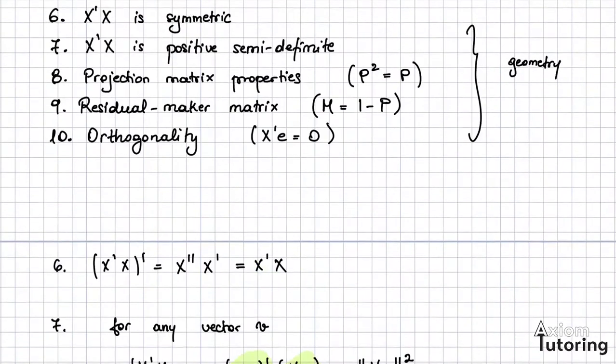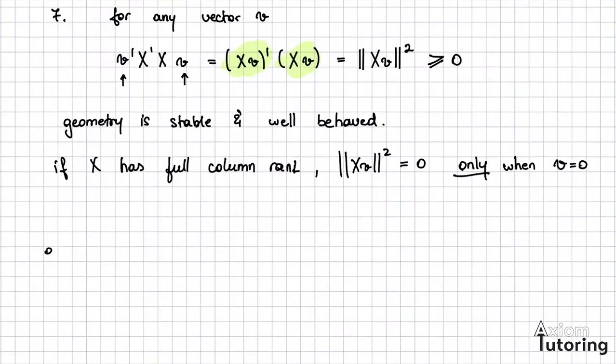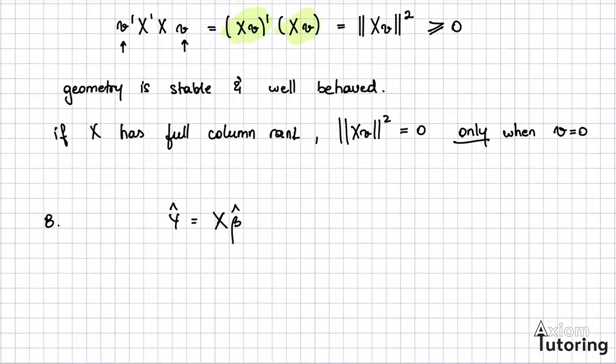Moving on to the eighth trick, the projection matrix properties. This is very important; let's call it the superstar matrix of the OLS. If we start from what we already know in terms of the fitted values, we know that the fitted values are equal to x times beta hat, the moment that we have estimated it, and by substituting the actual formula of the beta hat in here, we get that y hat is equal to x times (x prime x) to the minus 1, times x prime y.